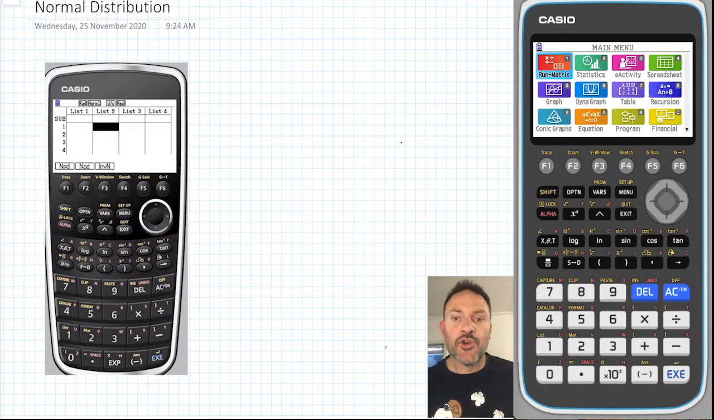Today we are looking at the normal distribution using your GDC. This is primarily for the IB, AI and AA course. First of all, I'm going to look at what the normal distribution is, and then how to apply that to the calculator.